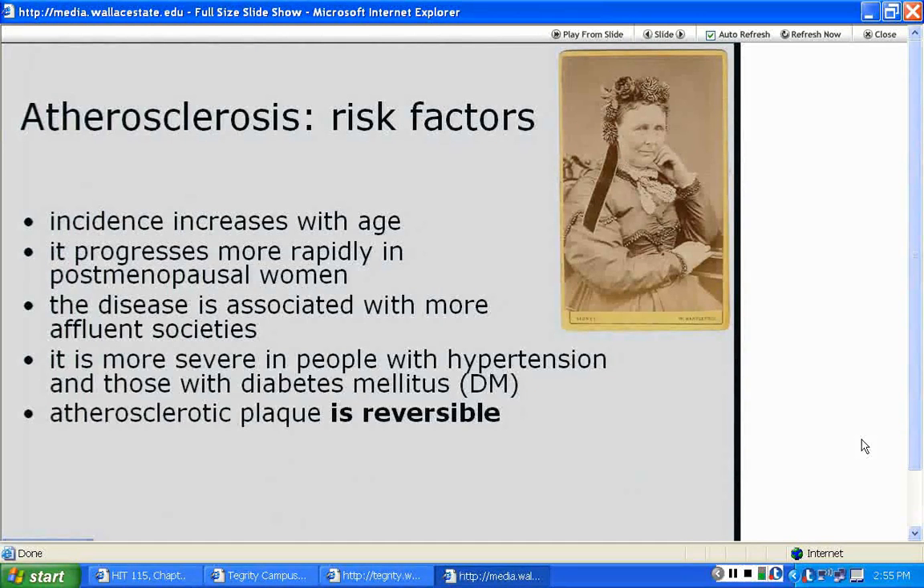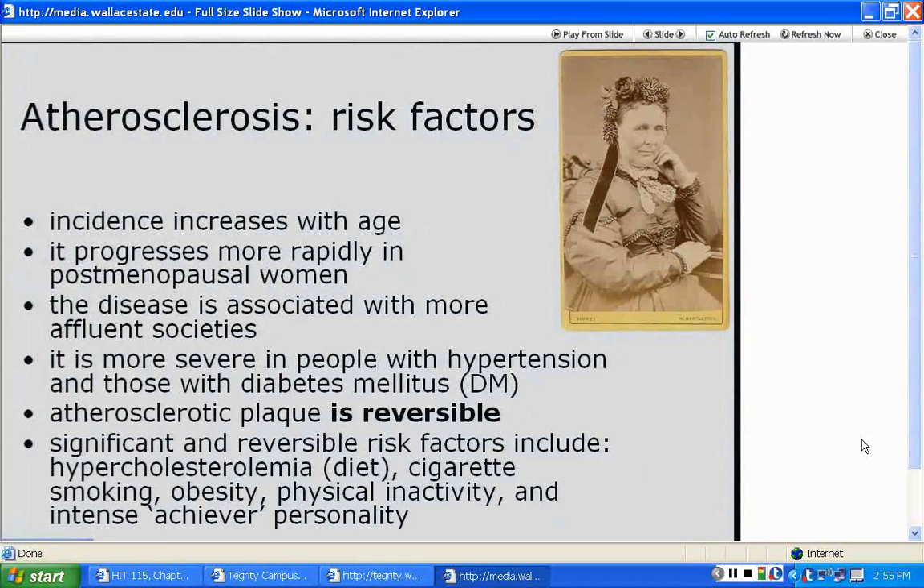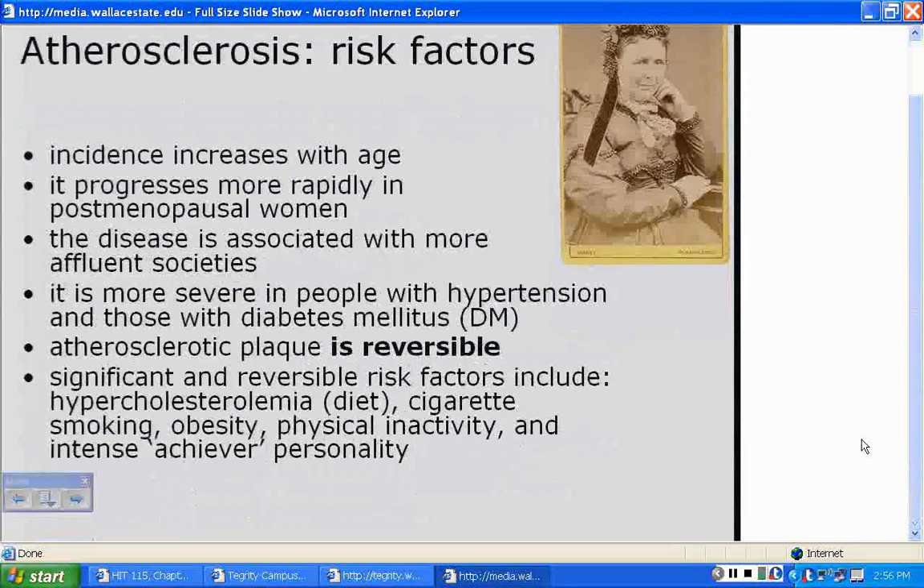The good news about that atherosclerotic plaque is that it is reversible. Now, certainly, heredity is not reversible. What you have coded in your DNA, you have coded in your DNA, but especially if you know that you have the risk factors because of inheritance, you need to do all you can to reverse the other factors. Stop smoking. Get on a diet that's low in cholesterol. Lose weight. Start exercising.